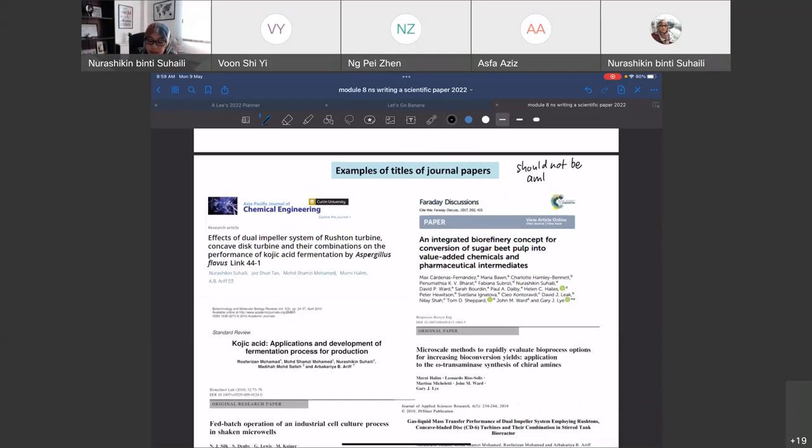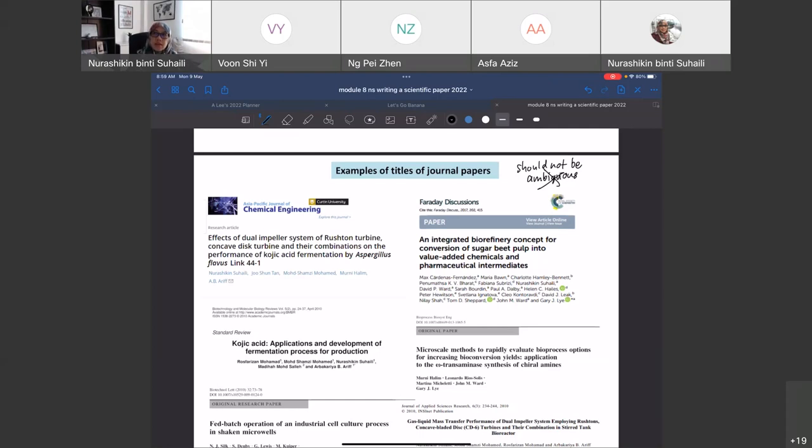Ambiguous means something that is not clear, something that doesn't tell you clearly. So this one shouldn't be. In contrast, it should be clear. It should be simple. It should be concise. It should be informative.